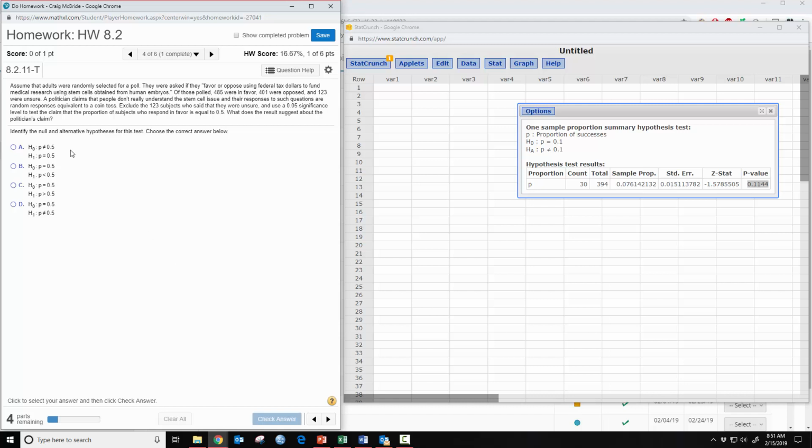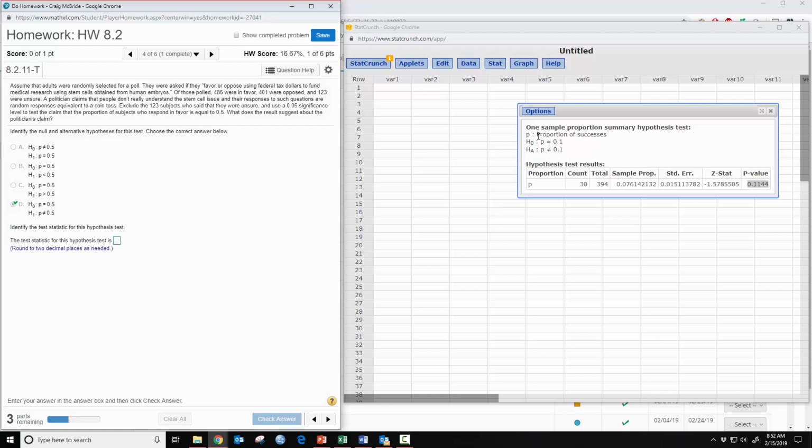All right, same exact question, right? We're doing proportions, so we're going to do the exact same thing, only now what's our claim? We have to identify our claim. The politician claims that people don't really understand the stem cell issue and their responses to such questions are random, equivalent to a coin toss. So he's basically claiming that the probability is equal to 0.5. Therefore, we're going to have equals and not equals, and our claim is, again, our null hypothesis.